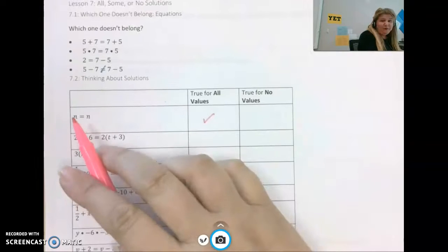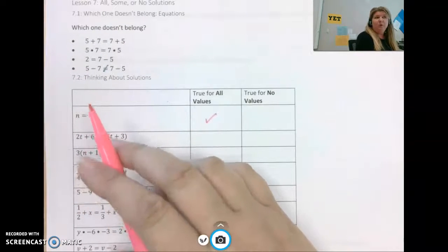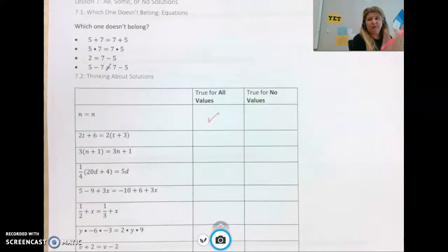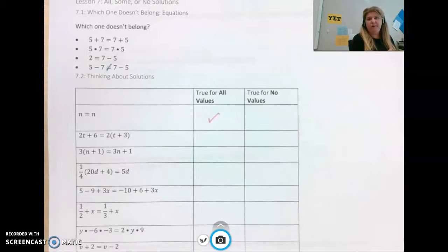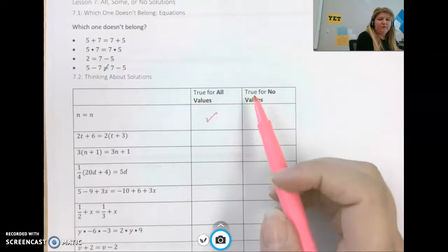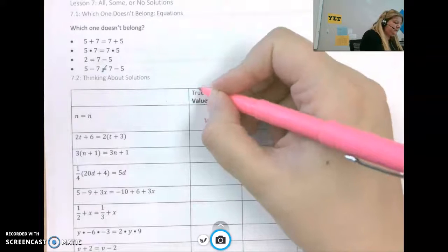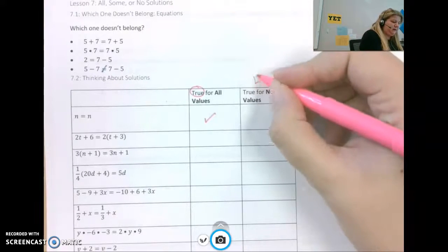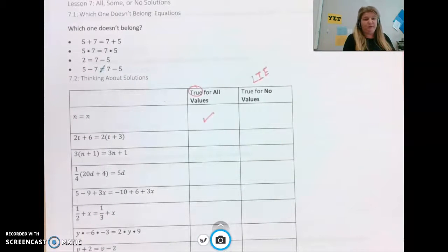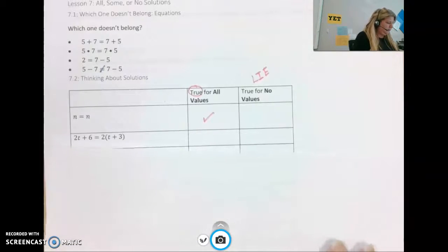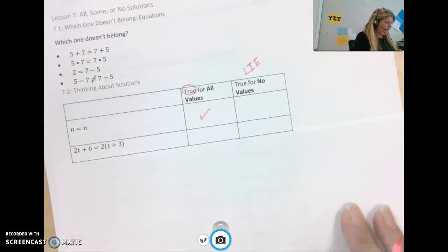So when we end up with the variable equals the variable, or a number equals the same number, like 3 equals 3, then that's when it's true for all values. So this is a truth. This is when I say it's a lie. It's never true. So we will find an example of that as we move onward. So let's go ahead and look at this one.